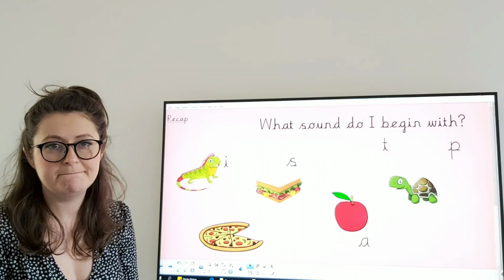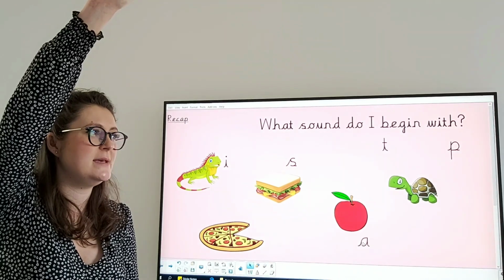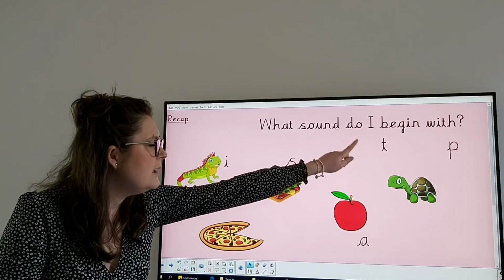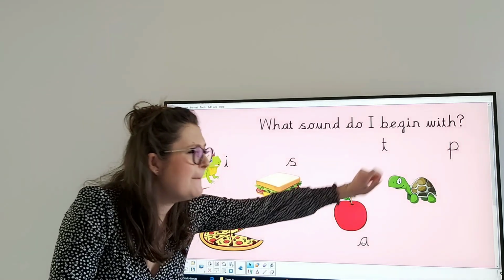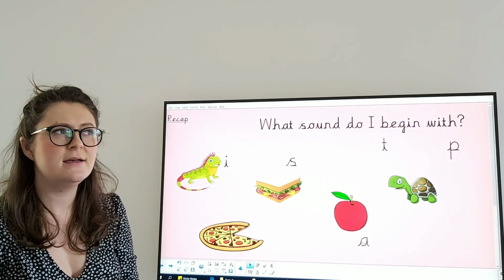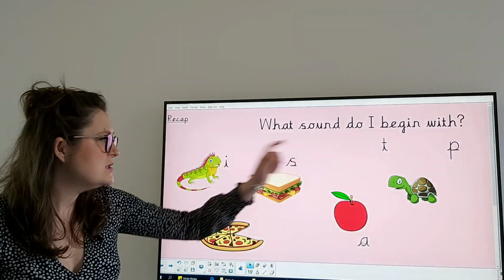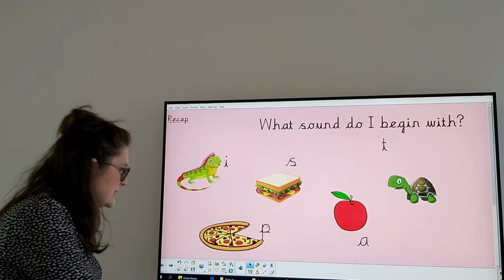My favourite, pizza. Oh, hands up if you like pizza. I love pizza. Now I've got two sounds left at the top. I've got a T sound and I've got a P sound. Let's say pizza again. Pizza. You can hear that sound P, can't you? So let's move the letter P because it makes a P sound.